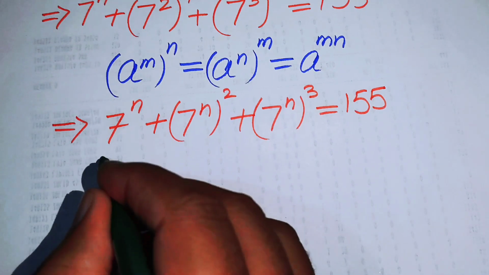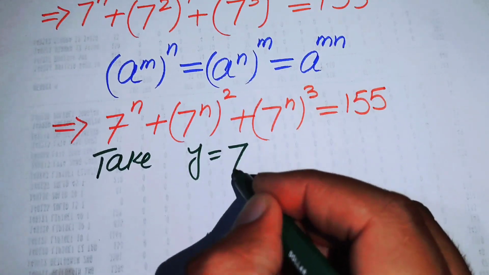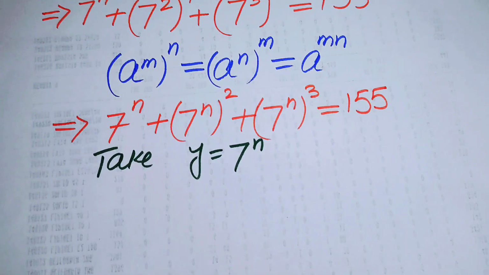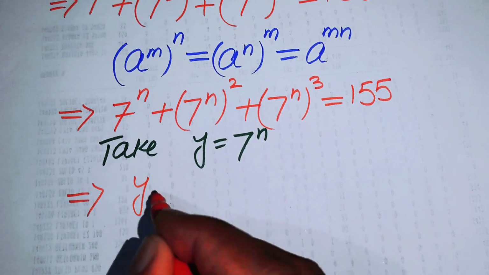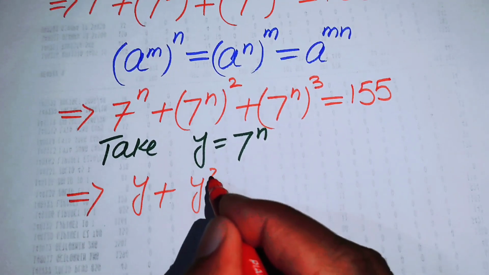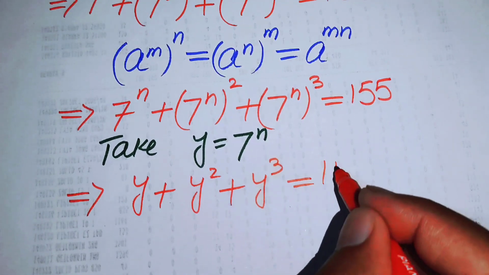And now in the next step we will convert this exponential equation into a simple cubic equation. So here we just take y is equal to 7 to the power of n. When we substitute y equals 7 to the power of n in the above equation, it becomes y plus y squared plus y cubed is equal to 155.